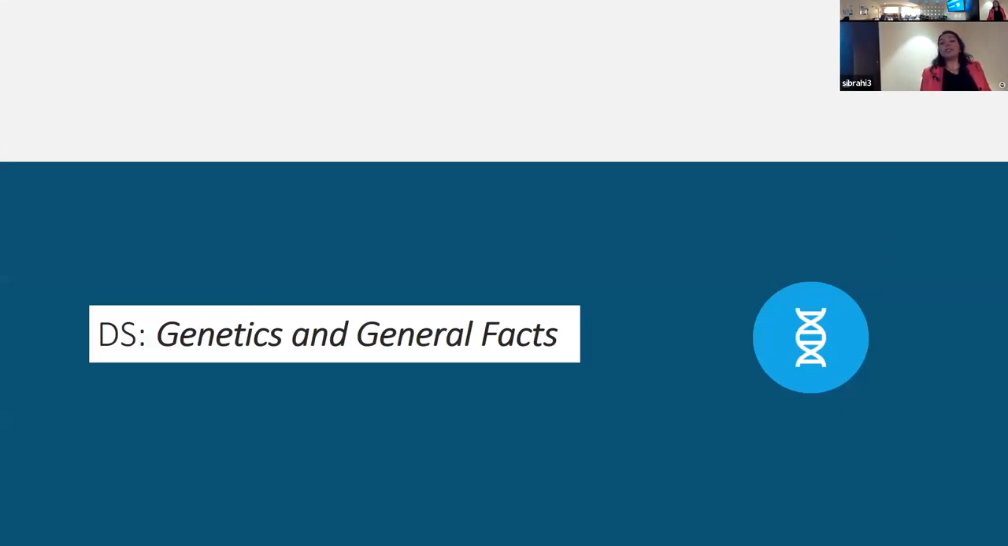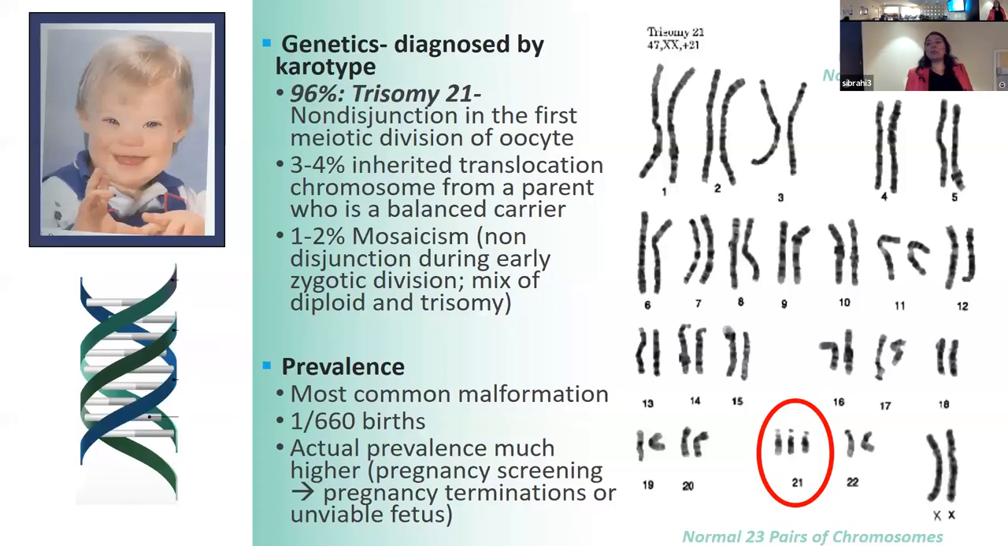Let's start with Down syndrome genetics and general facts. And yes, we will start with the basics, right? Because that's where it all begins. And so everybody in medical school, remember the karyotype. I used to love this, right? So, you know, we are born with 23 pairs of chromosomes, one of which is our sex chromosome. And then, of course, on 21 is the trisomy 21.